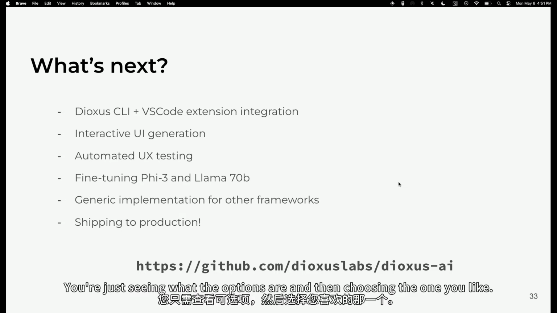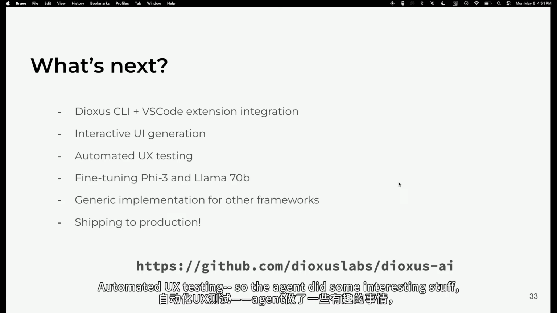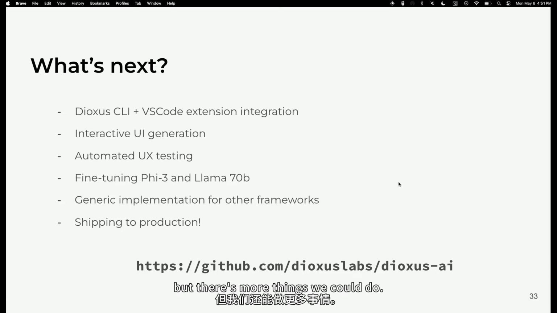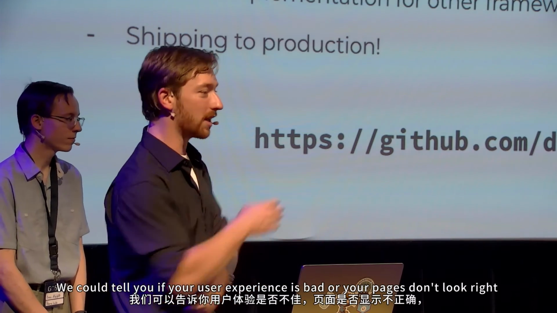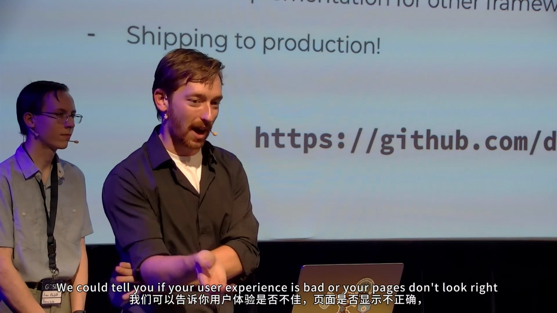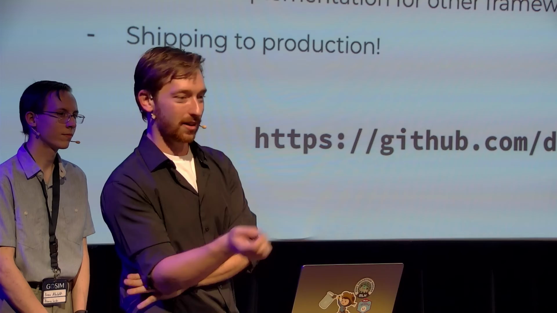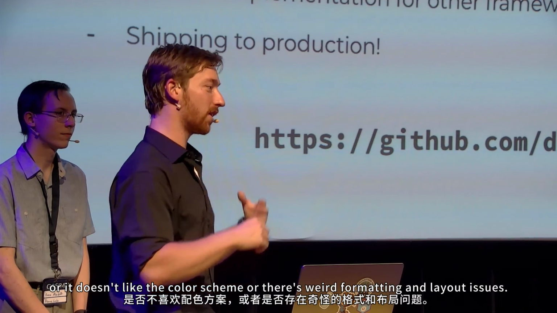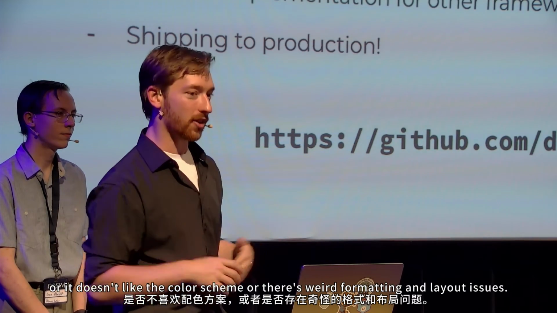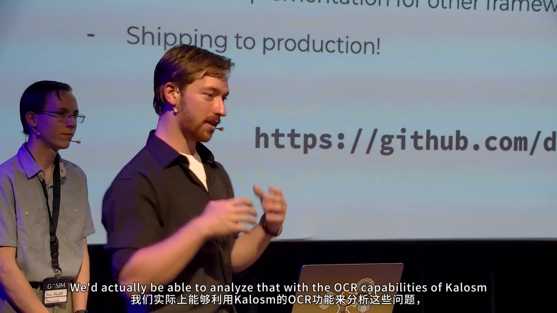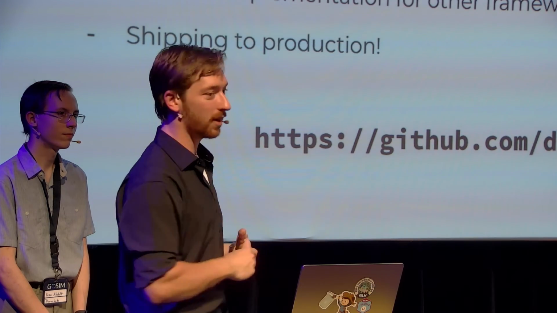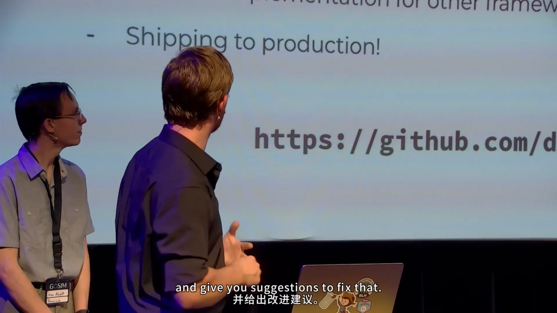Automated UX testing. So the agent did some interesting stuff, but there's more things we could do. We could tell you if your user experience is bad, or your pages don't look right, or it doesn't like the color scheme, or there's weird formatting and layout issues. We'd actually be able to analyze that with the OCR capabilities of Kalosm and give you suggestions to fix that.